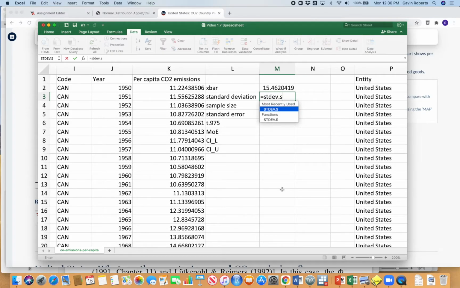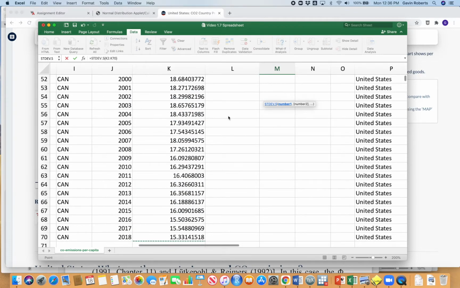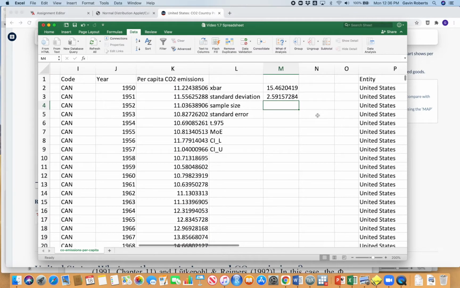The formula to do a sample standard deviation: notice if I just do STDEV, that's for standard deviation. There's a few different possibilities. You're pretty much always going to want S for sample standard deviation. Click on the top number, Shift Control down arrow or Shift Command down arrow, depending if you're on Windows or Mac. Now there is my standard deviation.